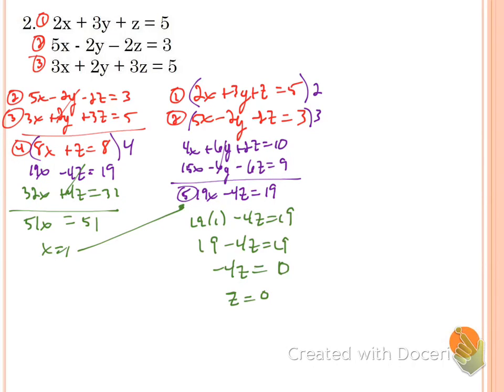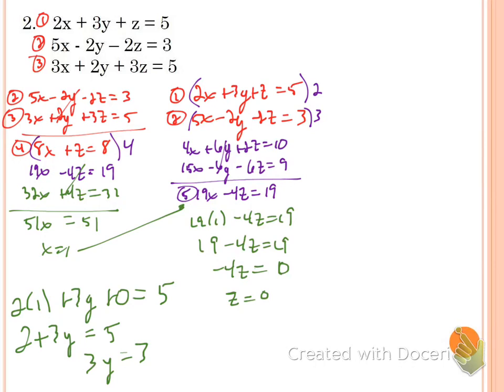So now I'm going to take 0 and 1, plug it in for z and x into any of the first 3 equations, because those equations have all 3 variables in them. So we get 2 plus 3y equals 5. Subtract 2, divide by 3, and y is 1, so our solution seems to be 1, 1, 0. Okay? And that's all there is to it.